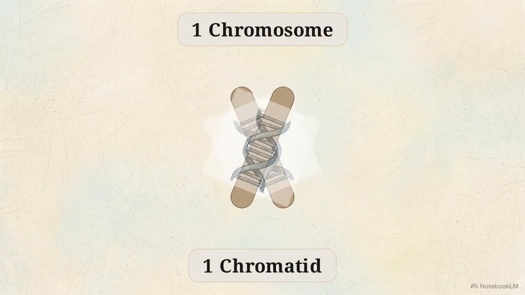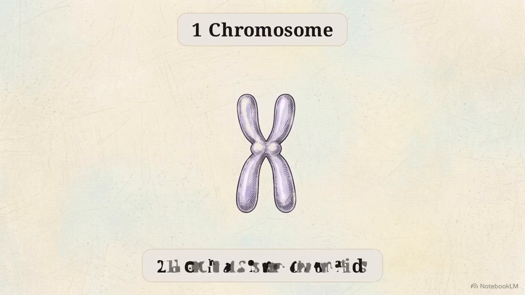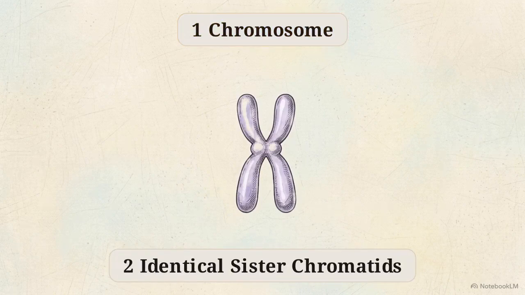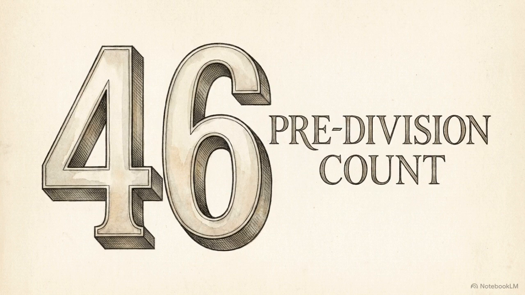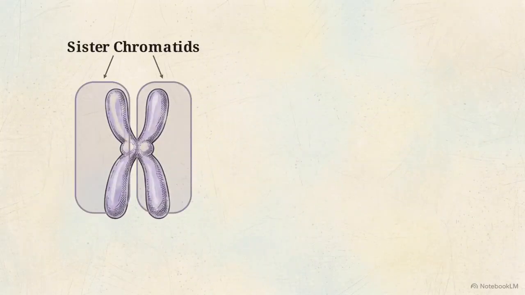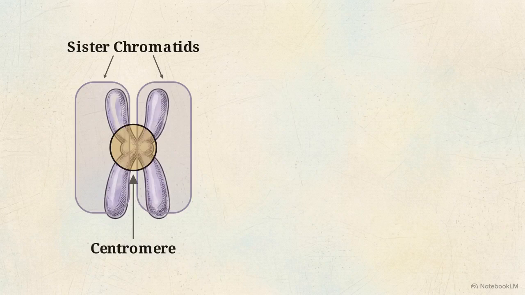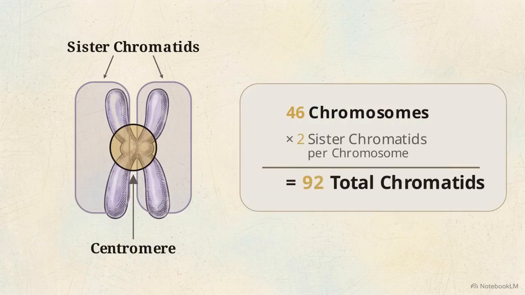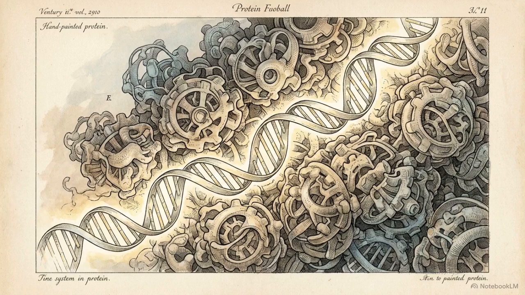A common point of confusion here is the chromosome count. Copying the DNA does not change the overall ploidy of the cell. A human cell entering the G2 stage still possesses exactly 46 chromosomes. The difference is that each chromosome now consists of 2 identical sister chromatids, joined at the centromere, bringing the total chromatid count to 92. The cell cycle operates as a heavily gated pathway.